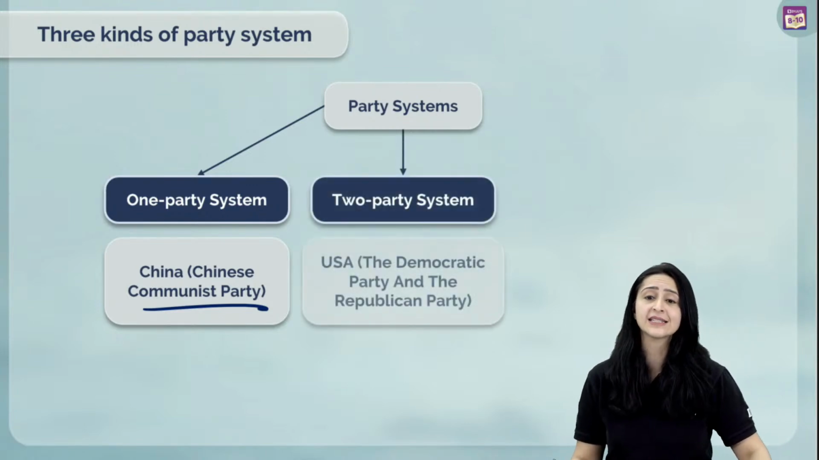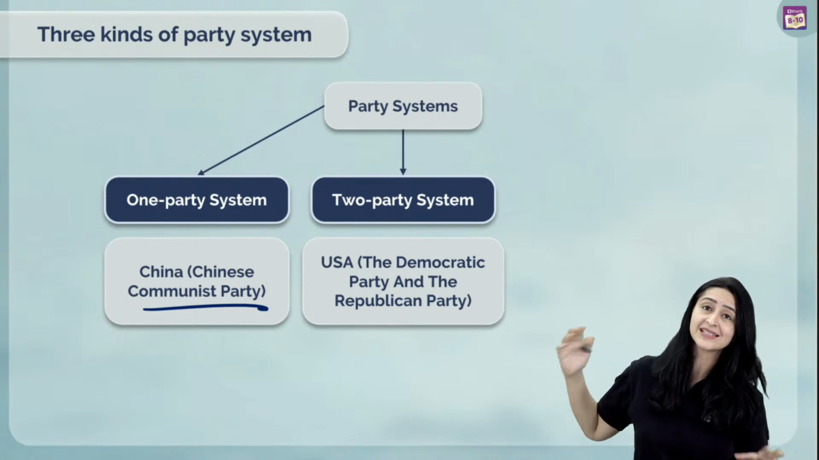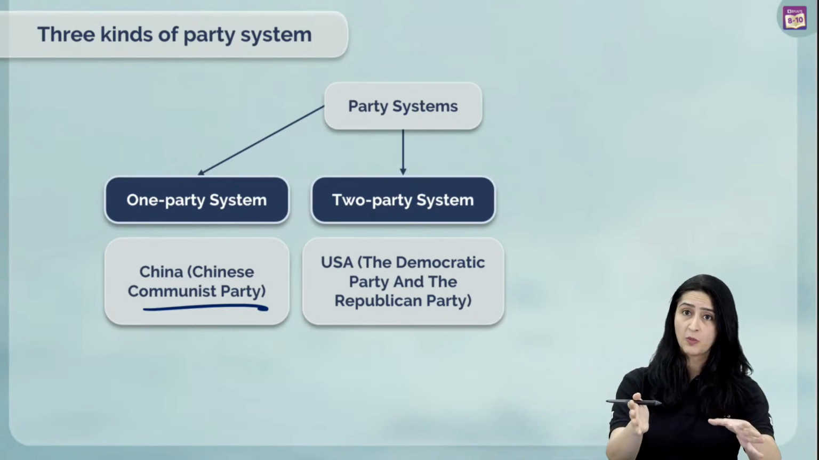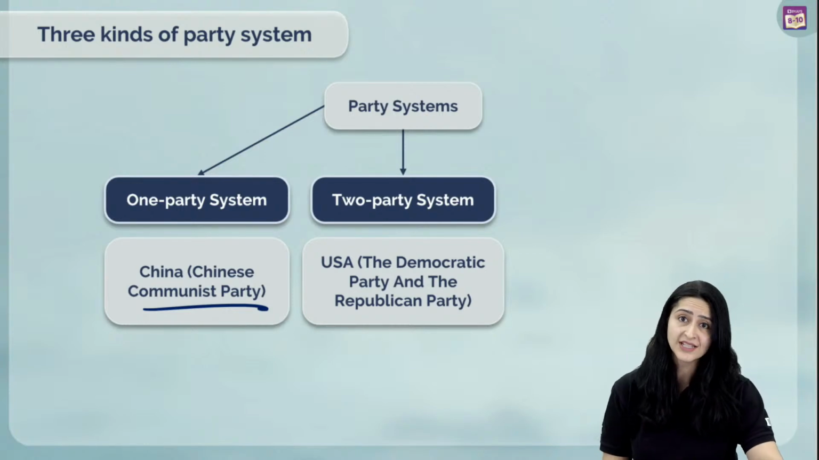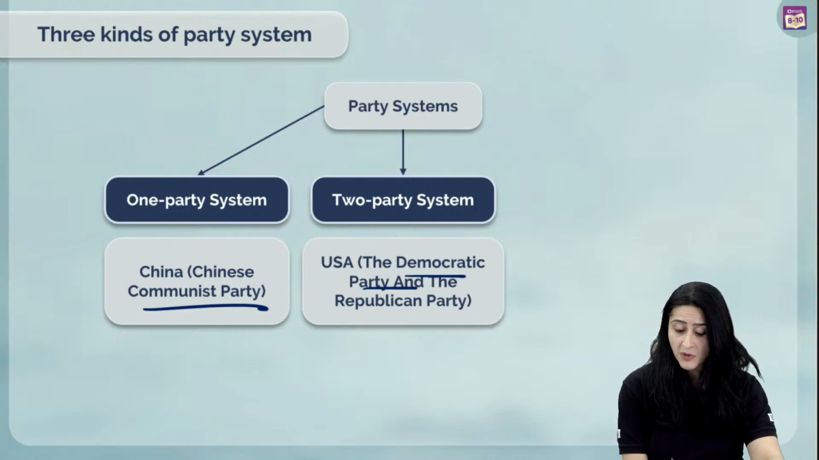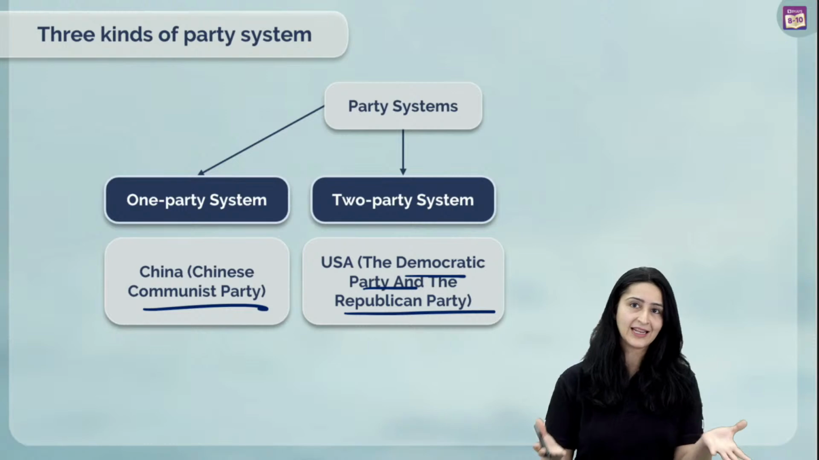Second type of party system is a two-party system, which is basically that two parties can contest election and any one of these two parties could come to power. For example, in the case of USA or UK. Now in USA, for example, you have two parties, which is basically the Democrat Party and the Republican Party, and any of these could come to power in election.